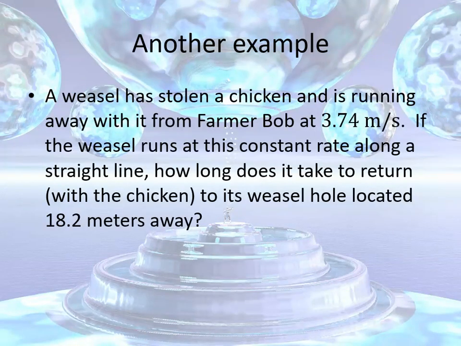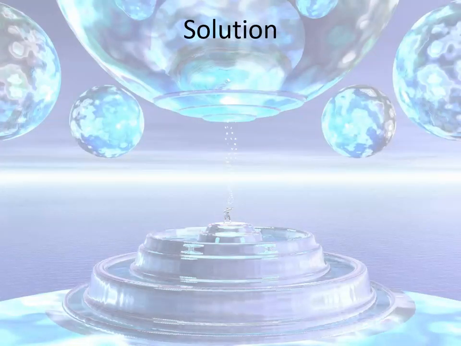Okay, let's look at one more example for this video. Let's say you have a weasel that has stolen a chicken, sneaky, sneaky, sneaky, from Farmer Bob, and it's running away with it at 3.74 meters per second. So if the weasel runs at that constant rate along a straight line, how long does it take to return with the chicken to its weasel hole that is located 18.2 meters away? So it's already away from the weasel hole, so its distance traveled is going to be 18.2 meters.